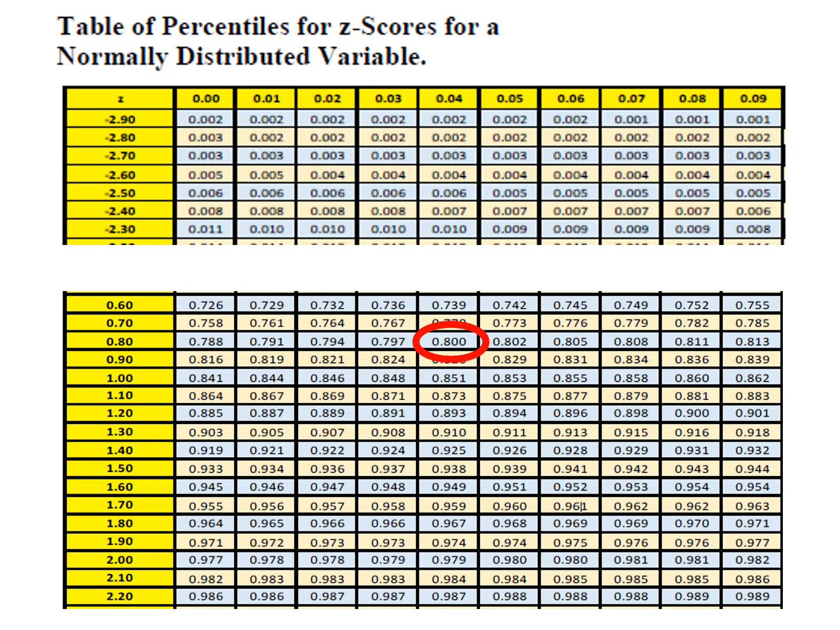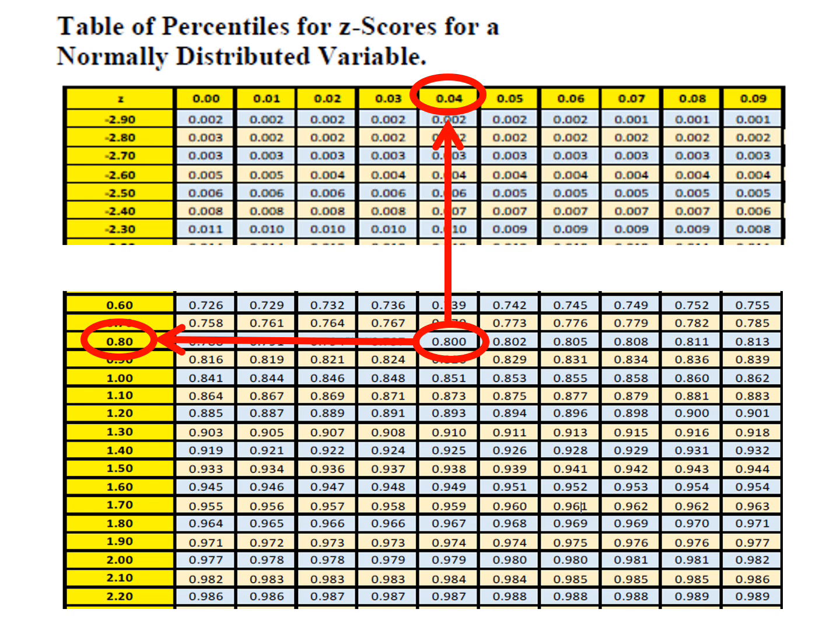Now we are starting with the percentile this time. Remember, the percentiles are in the center of the table. We need to find the percentile in the table that is closest to the percentile in our problem. The percentile in the problem is the 80th percentile. In the table, there is a cell with a percentile of 0.800, so we circle it.